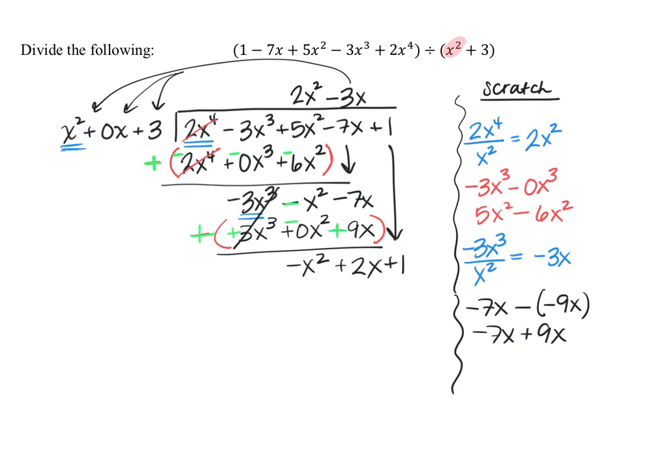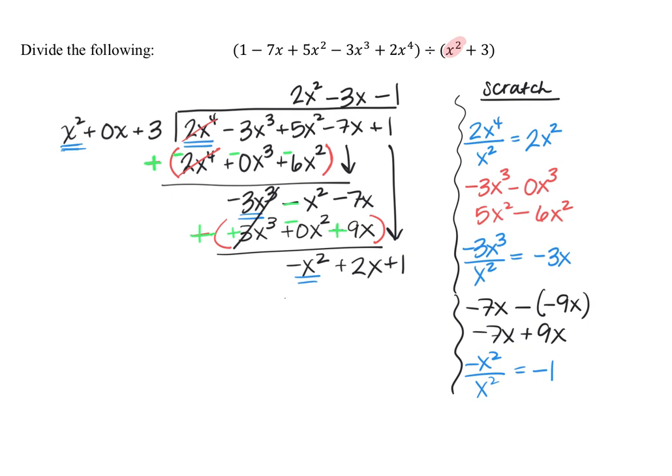Bring down that positive 1, and here we go, one more time. First term divided into first term. That would be x squared divided into negative x squared, which simplifies to negative 1. Then we're going to multiply that negative 1 by all terms in our divisor.